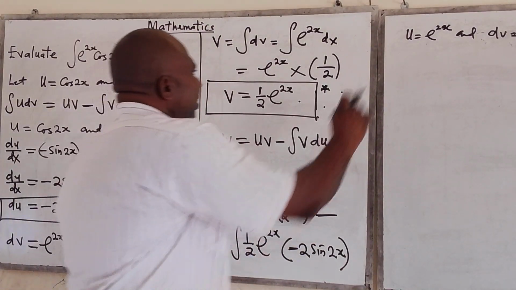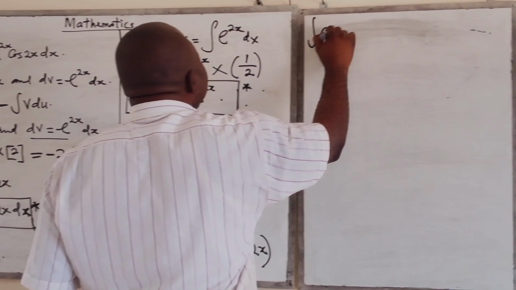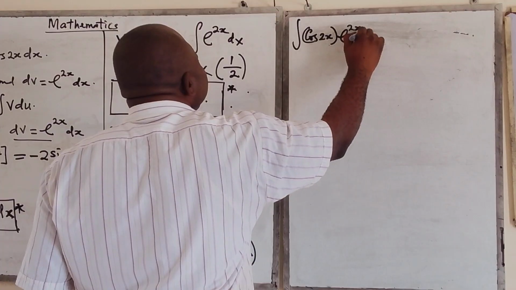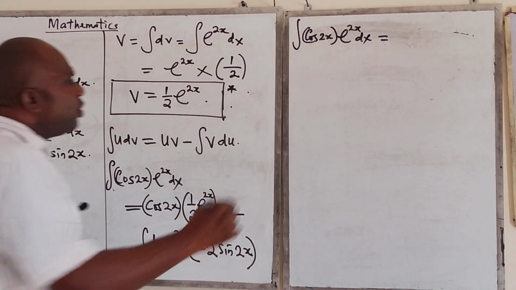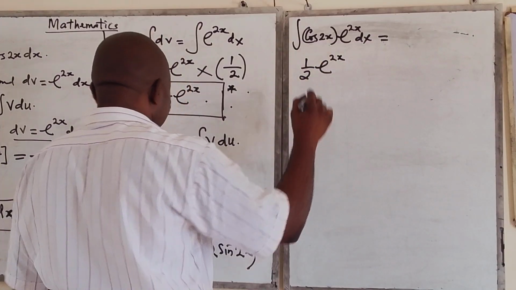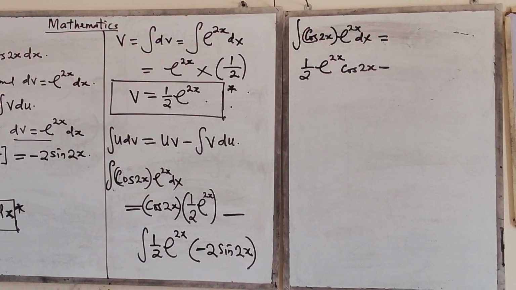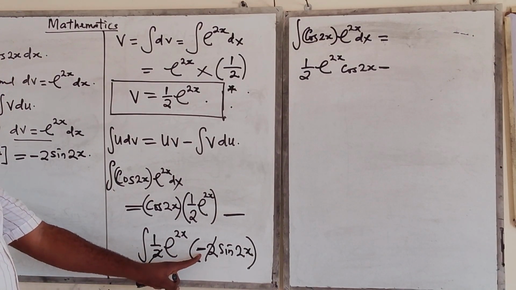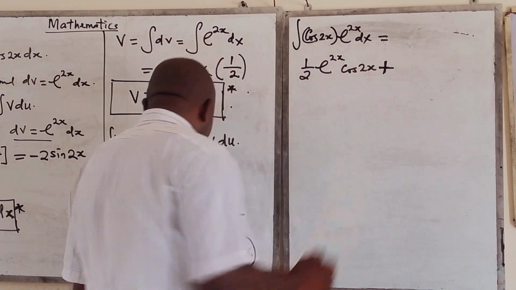It therefore means that the integral of e raised to the power of 2x cos 2x dx will be equal to 1 all over 2 e raised to the power of 2x cos 2x minus. Now looking at this, those 2s here will go with this 2. So we have minus, and minus will automatically change this to plus. So here we have plus.